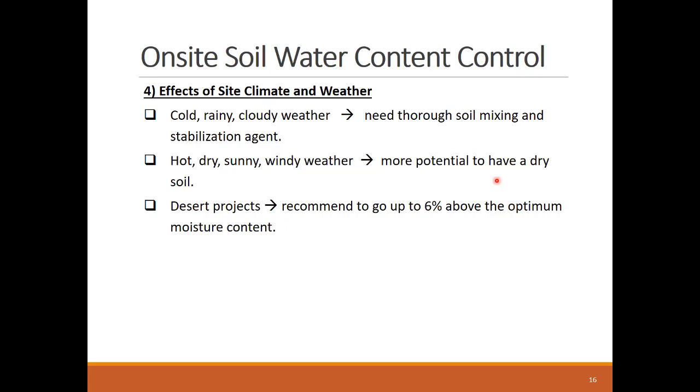The fourth factor to consider is the weather, to account for climate conditions that may require adjusting the water application. Cold, rainy, and cloudy weather requires thorough soil mixing and stabilization of the soil. On the other hand, hot, dry, sunny, and windy weather may require additional water application to account for extra evaporation or aeration. In desert climate, it's suggested to increase the specification's recommended water content by around 6%.